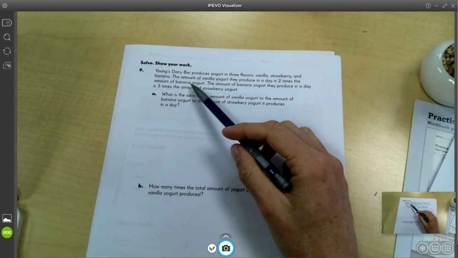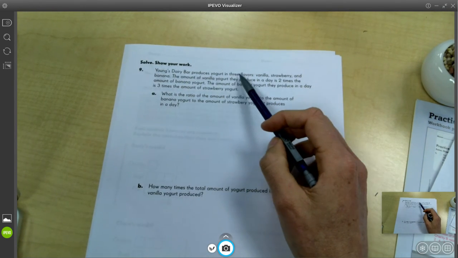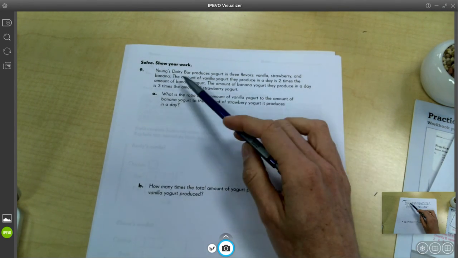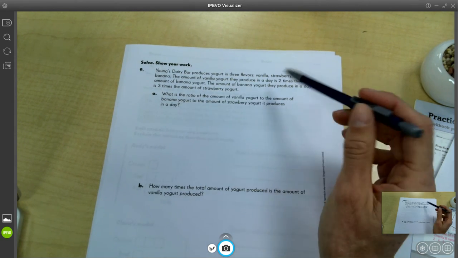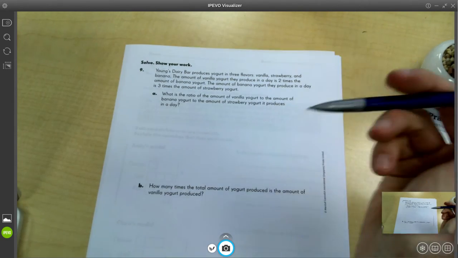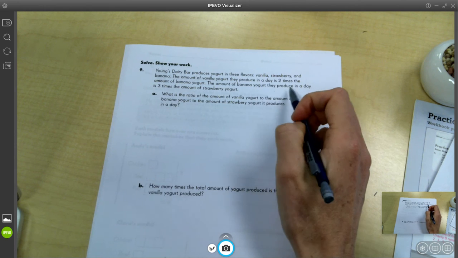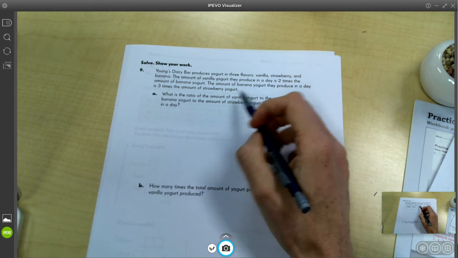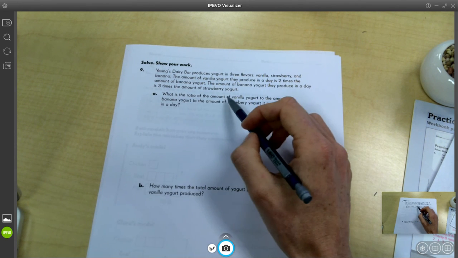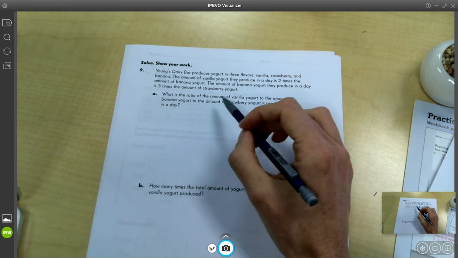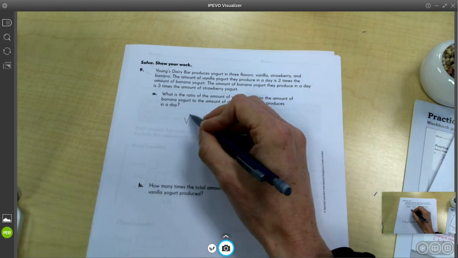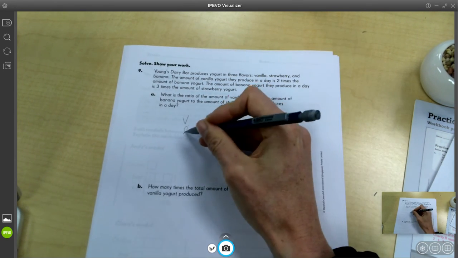Right. Young's Dairy Bar produces yogurt in 3 flavors, vanilla, strawberry, and banana. The amount of vanilla yogurt they produce in a day is 2 times the amount of banana yogurt. The amount of banana yogurt they produce in a day is 3 times the amount of strawberry yogurt. What is the ratio of the amount of vanilla yogurt to the amount of banana yogurt to the amount of strawberry yogurt? Vanilla to banana to strawberry.